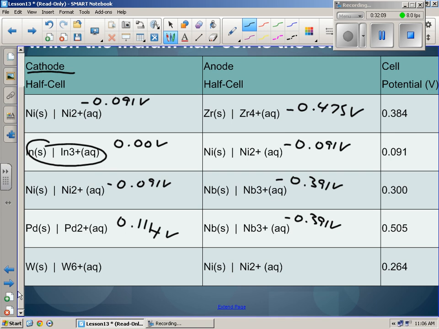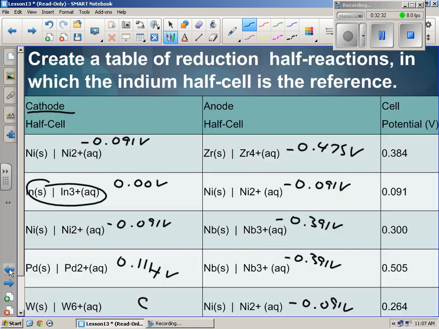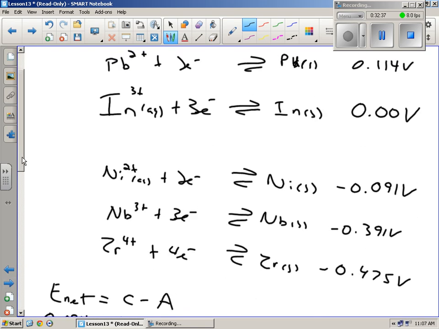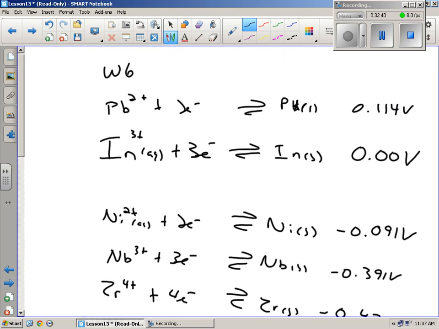Once again, this is nickel 2 plus here. What was that? A negative 0.091 volts. And I could find my cathode for that one there. Doing the math on that, I think it works out to be about 0.173. That's right. Just a minute here, I've got to find it here. There we go. 0.173, and that was the W6 plus.